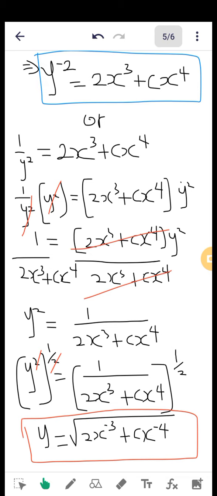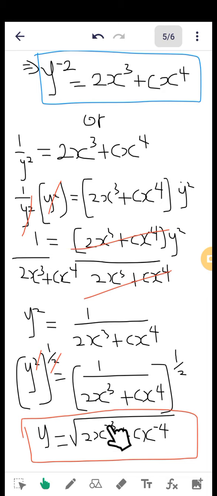Now, to clear the square, I can raise both sides to the exponent half. So multiplying the exponent 2 by half, the 2 here is going to cancel, so we're going to get y equals 1 over 2x cubed plus cx exponent 4, all to the exponent half. Remember, you multiply 2 by half.